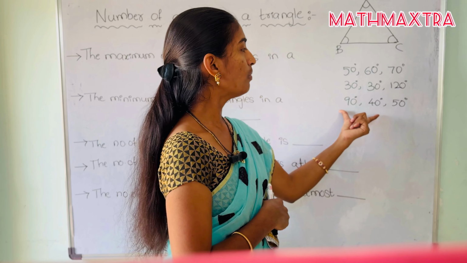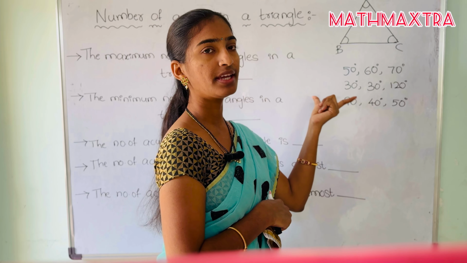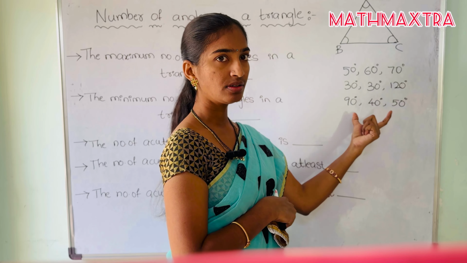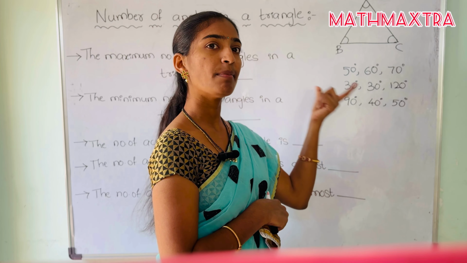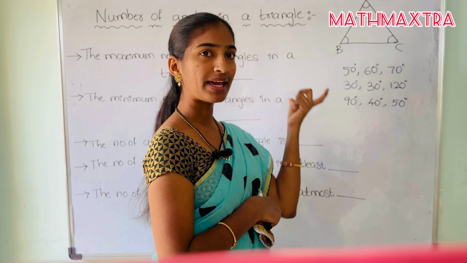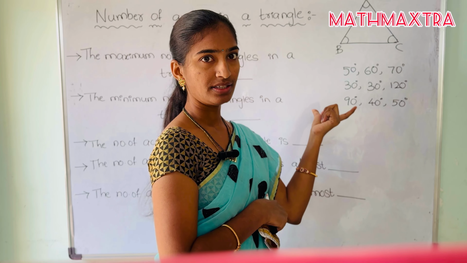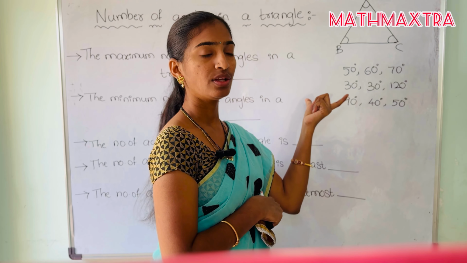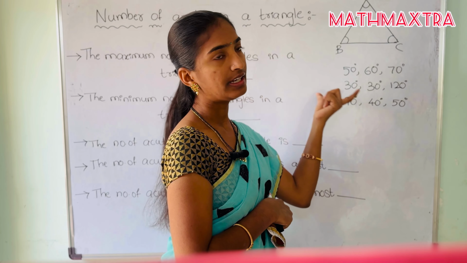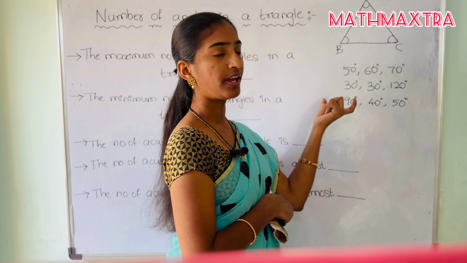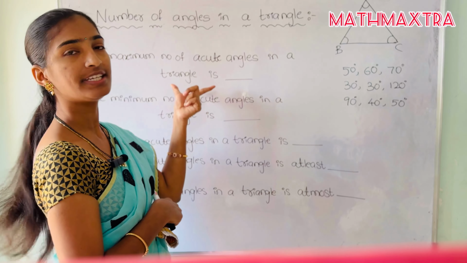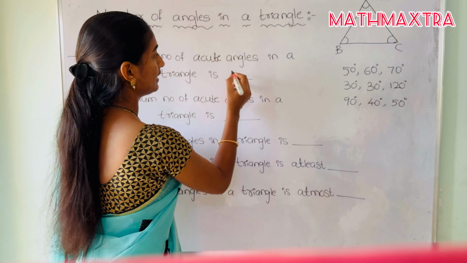How many maximum number of acute angles are we considering? There is a possibility of having two acute angles, three acute angles. But the maximum number is 3 only, because in a triangle the number of angles is 3. It must have 3 angles, and if we consider those 3 angles as acute angles also, it is possible. That is why the maximum number of acute angles in a triangle is 3.